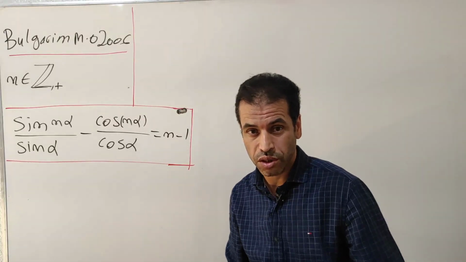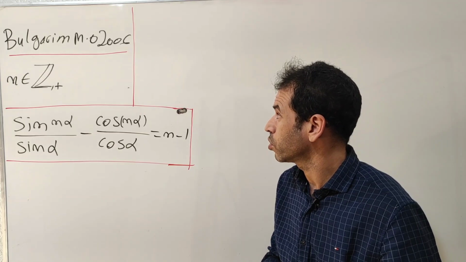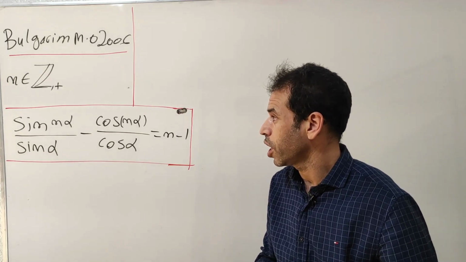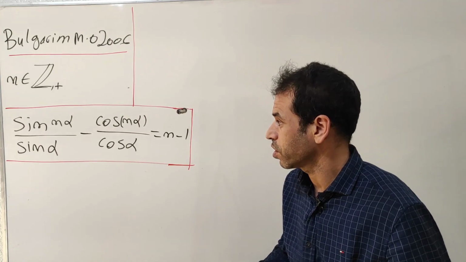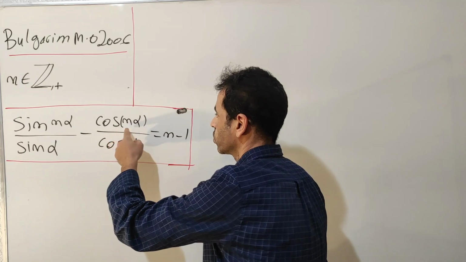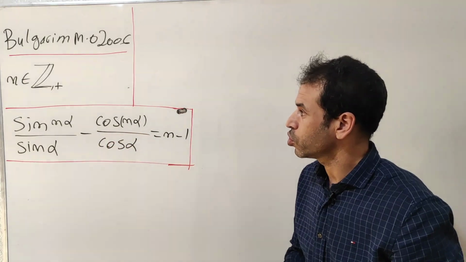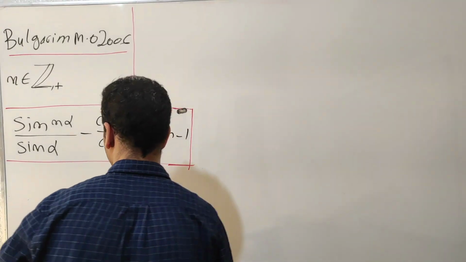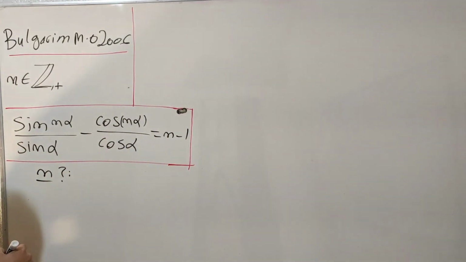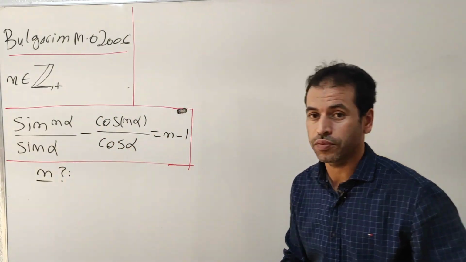In today's video, here is a nice quicker problem. It's coming from the Bulgarian Mathematical Olympiad 2006. Here is the following information: for all n as a positive integer, satisfy this following equation. We have sine of n alpha over sine alpha minus cosine n alpha over cosine alpha equals n minus 1. Our goal is to determine n. What's the value of n that satisfies this equation?